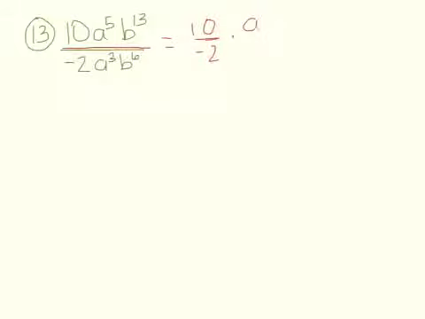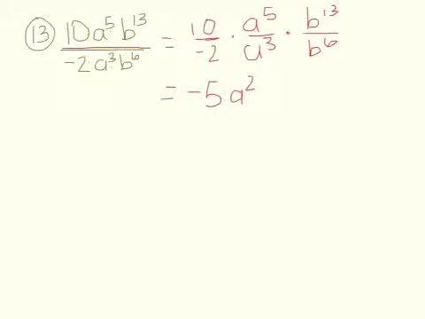times a to the 5th divided by a to the 3rd times b to the 13th divided by b to the 6th. So everything up here is multiplication, so I just kind of separated it out. So we can do 10 divided by negative 2, that's negative 5. And then a to the 5th divided by a to the 3rd. Remember that when you're dividing, you subtract the exponents. So 5 minus 3 is 2, so that's a to the 2nd.